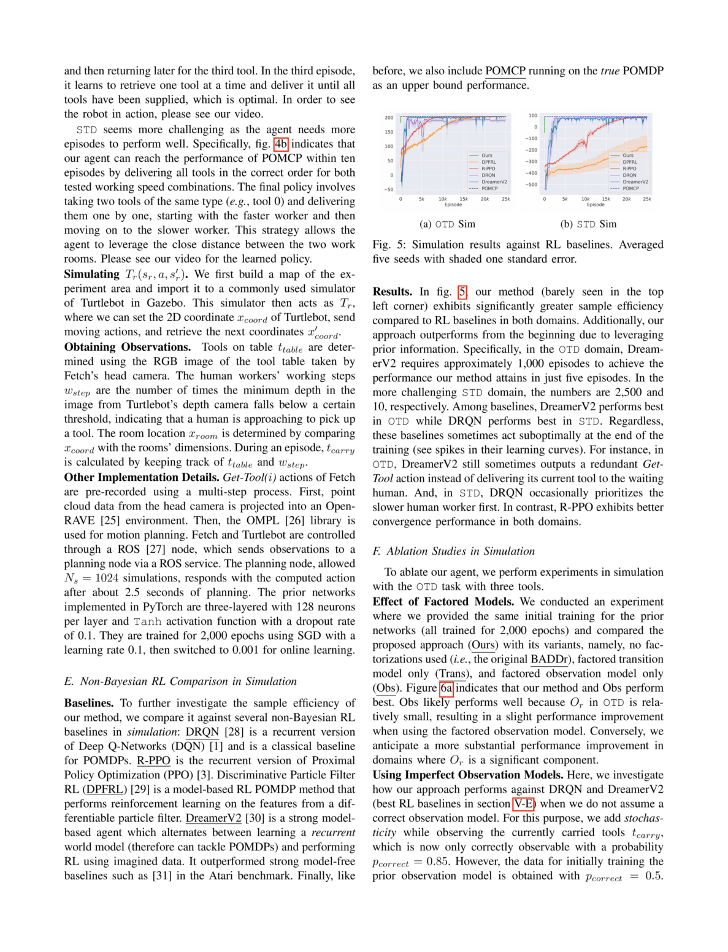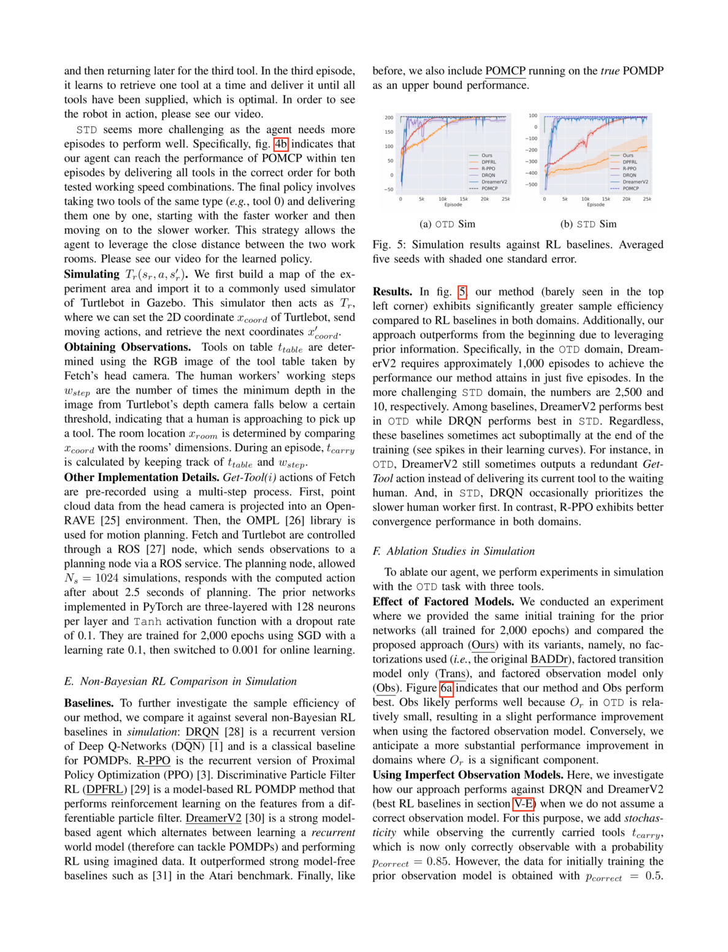The prior networks implemented in PyTorch are 3-layered with 128 neurons per layer and a tanh activation function with a dropout rate of 0.1. They are trained for 2,000 epochs using SGD with a learning rate of 0.1, then switched to 0.001 for online learning. Non-Bayesian RL comparison in simulation: baselines.